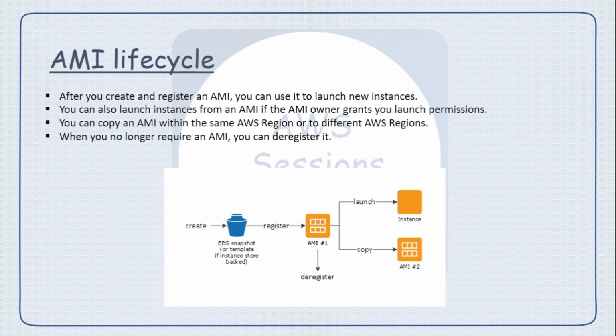So first, there is a life cycle that is associated with the AMI. Once you create and register an AMI, the next thing you can do is deregister that. This is one option, because if you deregister, you will not be able to use that AMI. Or other thing is that you can use that AMI to launch some instances, or you can copy that AMI maybe into the same region or other region based on your requirement. But the important thing to note here is that if you deregister the AMI, you will not be able to use it.